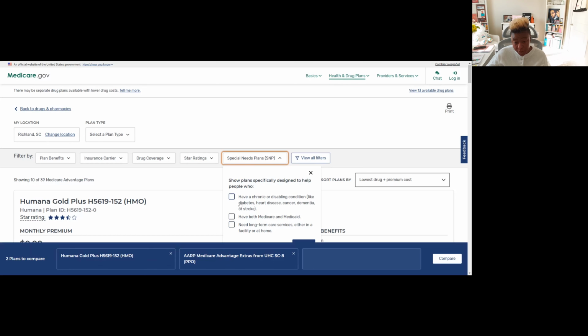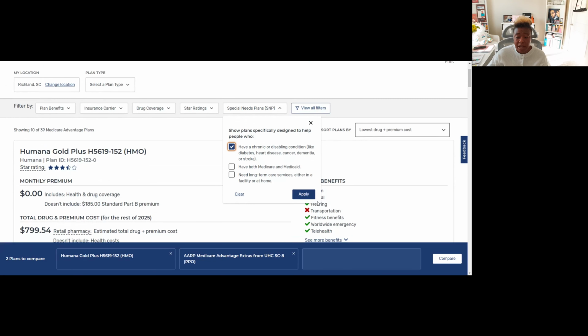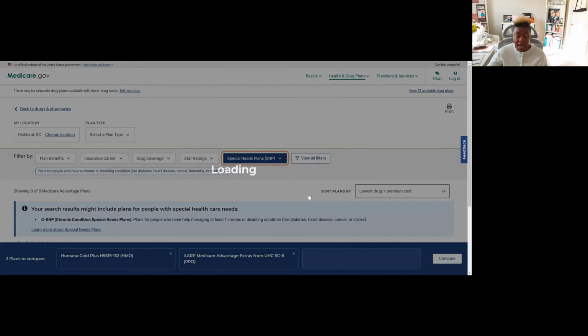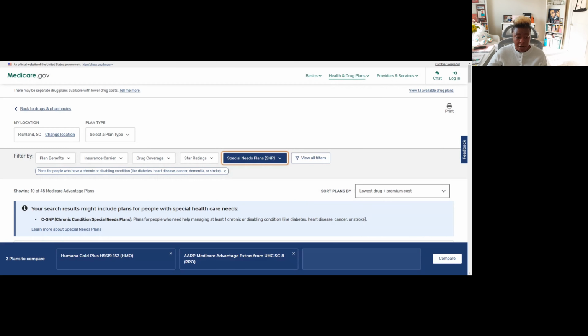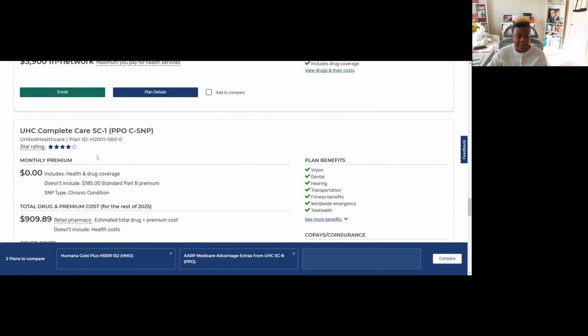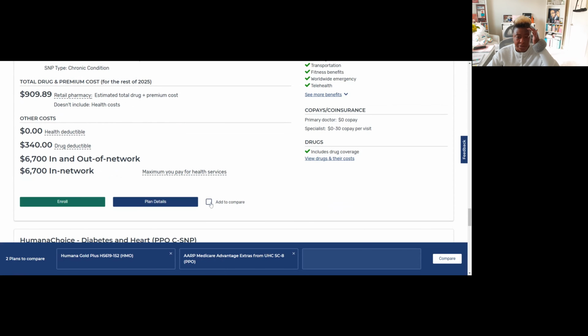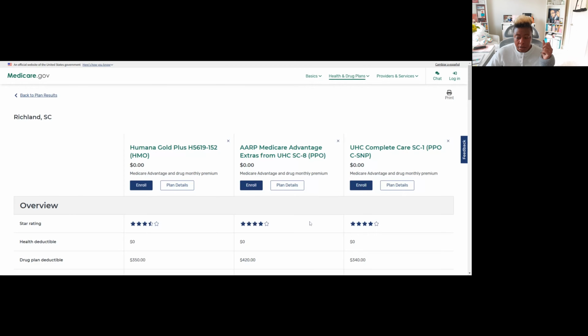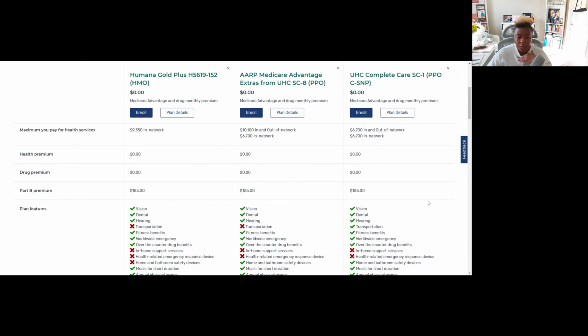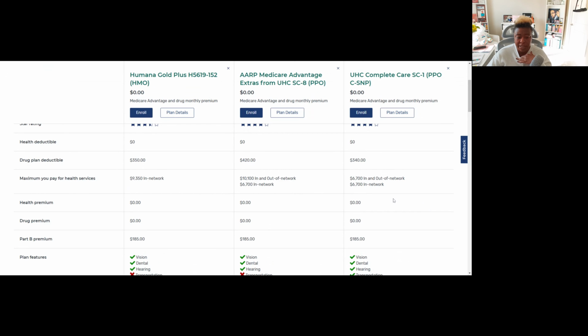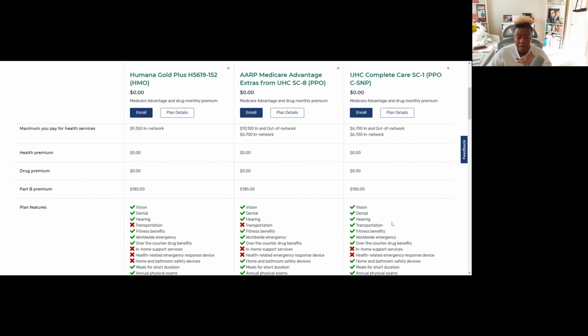So because this person has diabetes, we're going to ask the plan finder to show us plans that actually have a plan designed for folks with chronic special needs. So this right here is a CSNP from United, and we would add this to compare. Okay, and so now what we see is our plan premium is still at $0. We've got $93.50 versus $6,700.